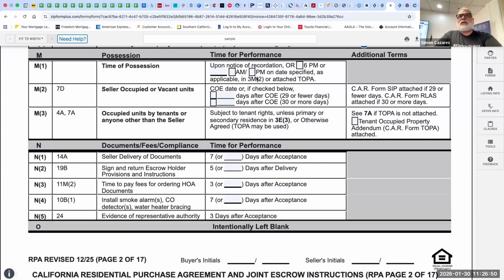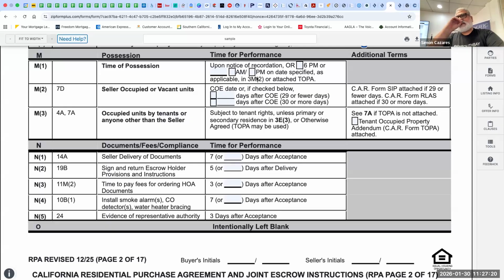Seller occupying or vacant unit. This is only if the seller is planning to stay on the property after close of escrow. And this is, again, a dialogue and conversation you had with the seller or the listing agent that the seller is going to stay there longer. Then this is where the SIP form, or if it's going to be more than 29 days, then you've got to use what's called the RLAS form, right? The residential lease agreement.